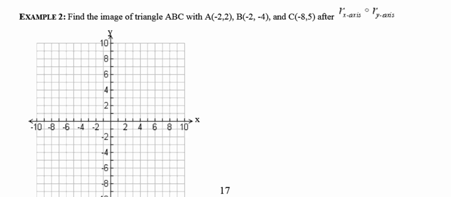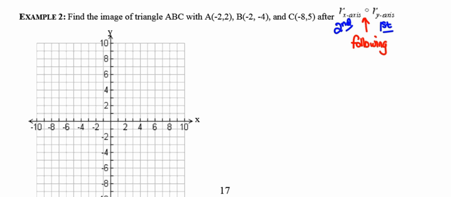This says, find the image of triangle ABC with the following coordinates after a reflection in the x-axis following a reflection in the y-axis. And again, this open circle here means the word following. So the first transformation that I'm going to perform is to reflect across the y-axis. Once that's been done, I'll go ahead and perform my reflection across the x-axis.